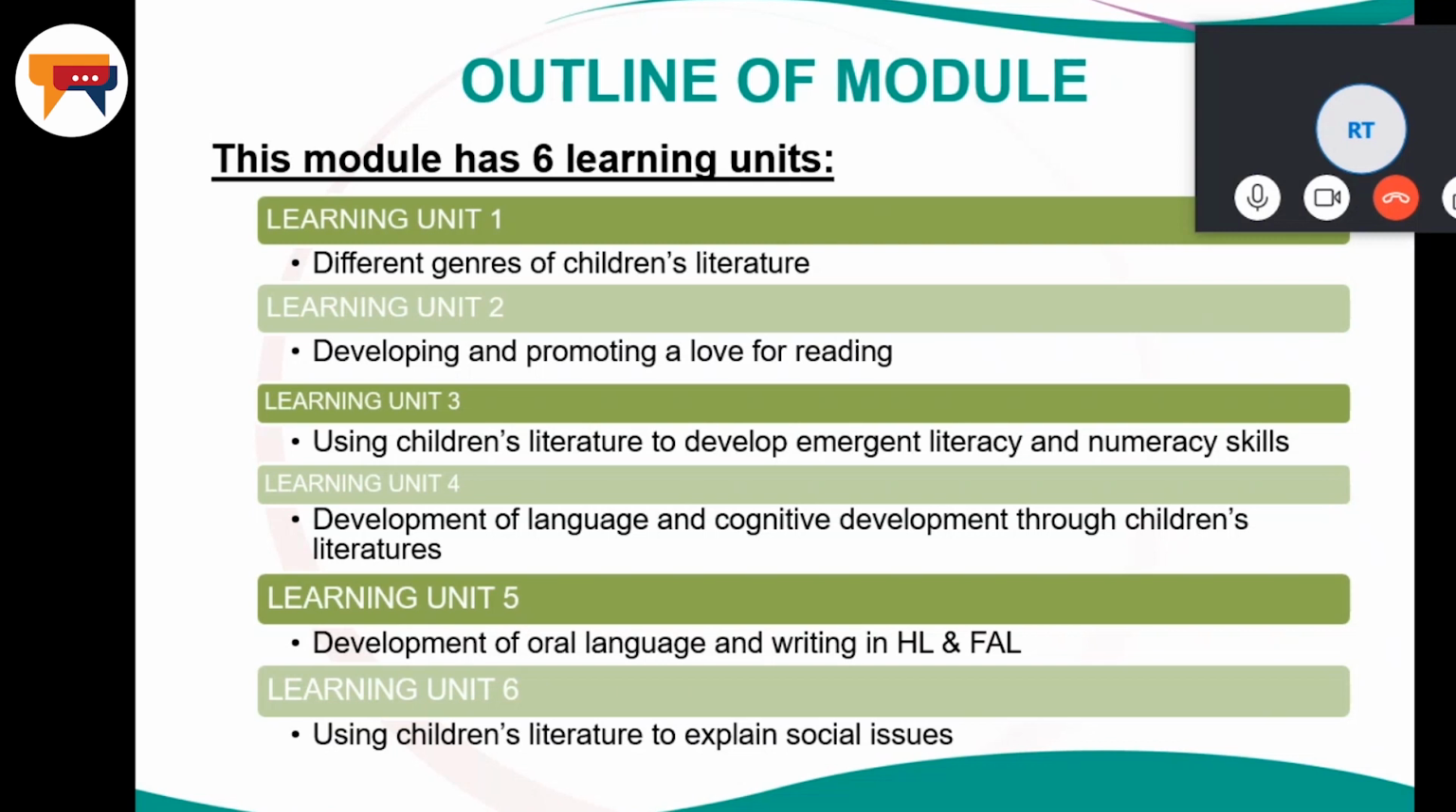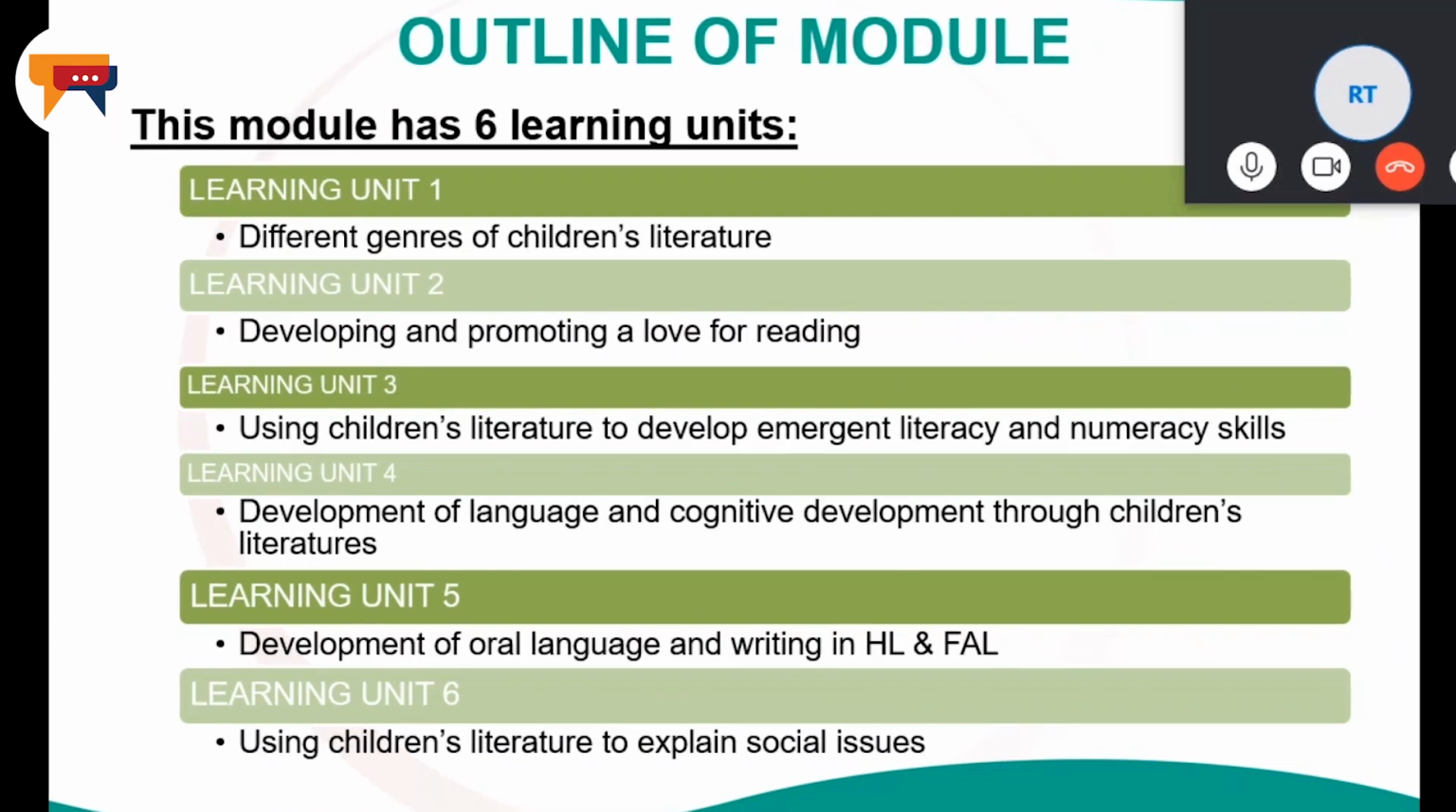Learning Unit 4 is going to focus on language development as well as cognitive development. Language development is a cognitive skill, and how to use children's literature to facilitate language development. Learning Unit 5 then, we're going to move to oral language, speaking, and then also writing, creative writing, and how the two complement one another. Then the last learning unit, Learning Unit 6, we're going to use children's literature to address social issues children might face.